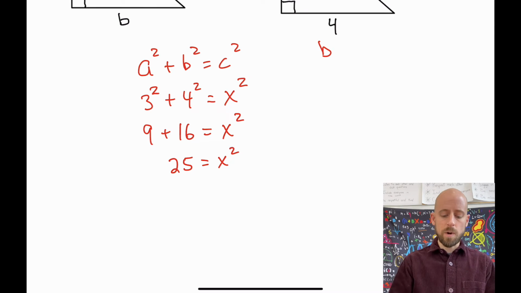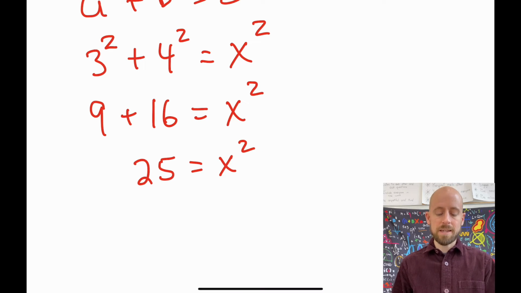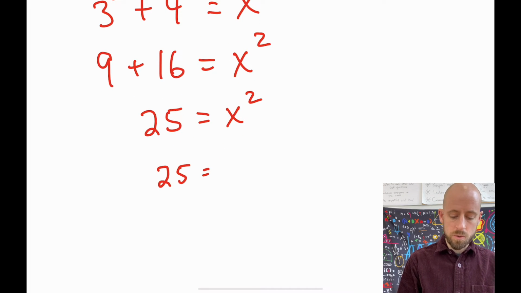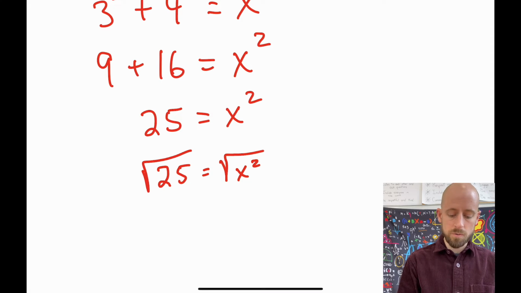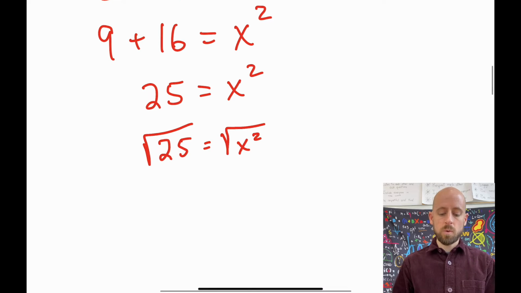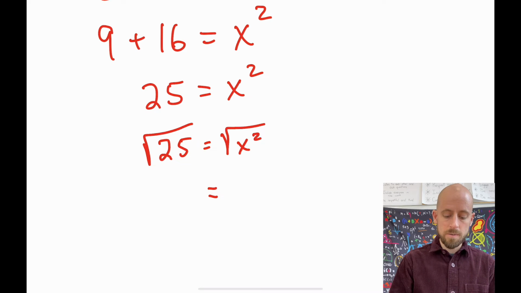To get rid of the squared part, and that squared part is this little guy right there. That's the squared part. I need to undo that. And in order to undo that, I'm going to do something called take the square root. So I'm going to take the square root of 25 and the square root of x squared. When I take the square root of x squared, they annihilate each other. It undoes the squaring, leaving me with just what x equals.